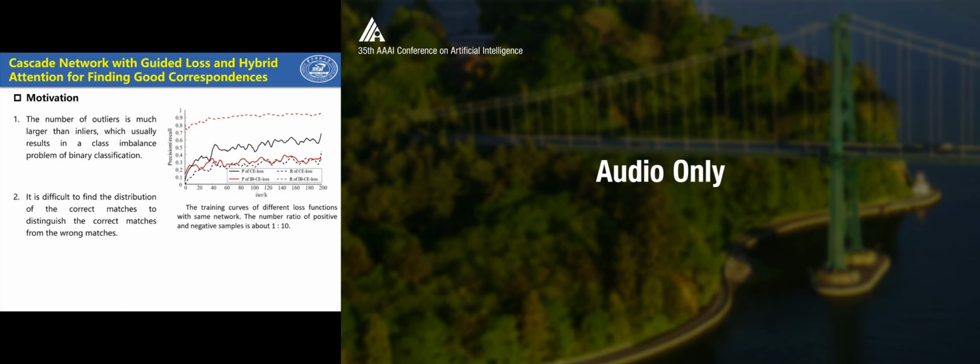Figure 1 demonstrates that even though the precision and recall have been severely unbalanced during training, the loss function cannot adjust the training direction to narrow the gap between precision and recall. In fact, if either the precision or the recall is too low, it will lead to inaccurate relative pose estimation. Thus, balanced precision and recall are very important.